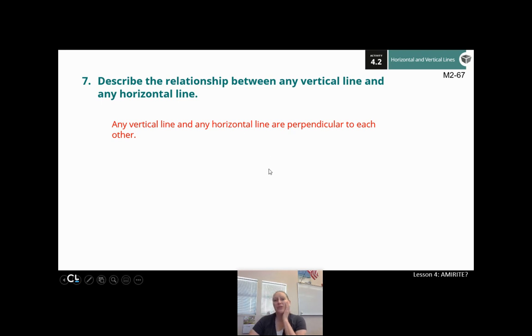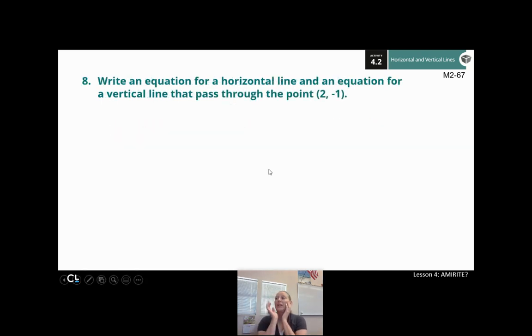So I'm going to mess with you a little bit. I would like you to write an equation for a horizontal line and an equation for a vertical line that passes through the point (2, -1). I will tell you, it'll probably be easier to do if you make a little graph of it. It might be easier to figure out your horizontal line and your vertical line. So go ahead and hit pause to work this out and then hit play when you're ready to check your work.